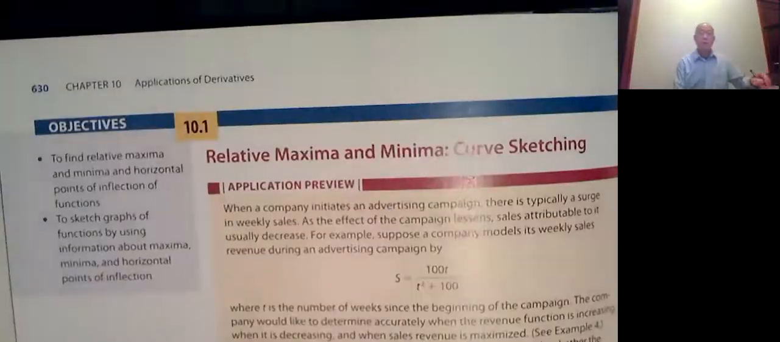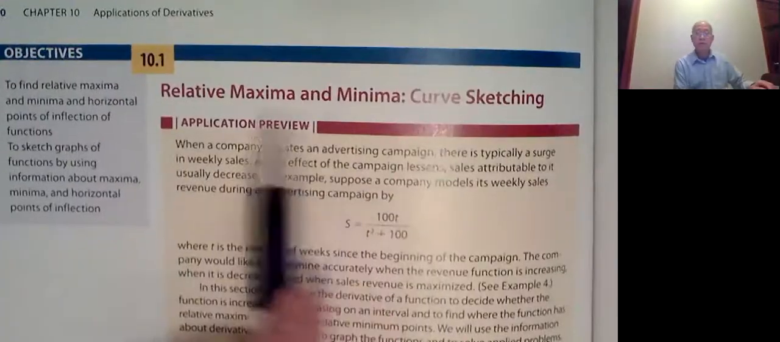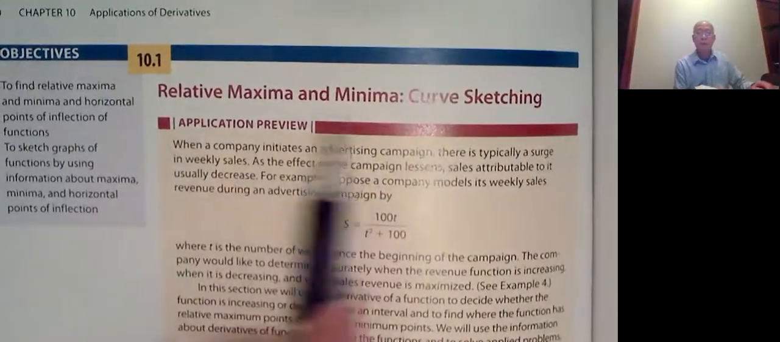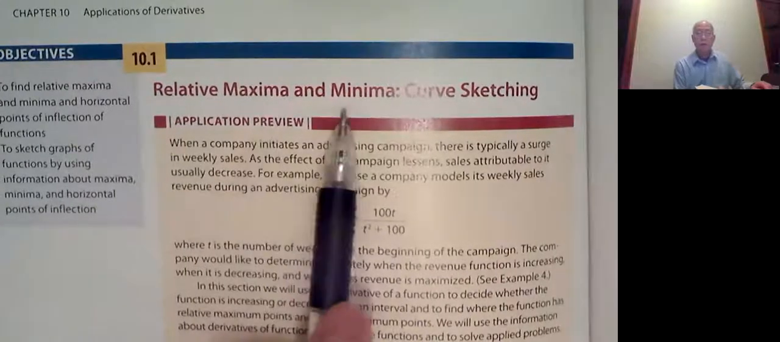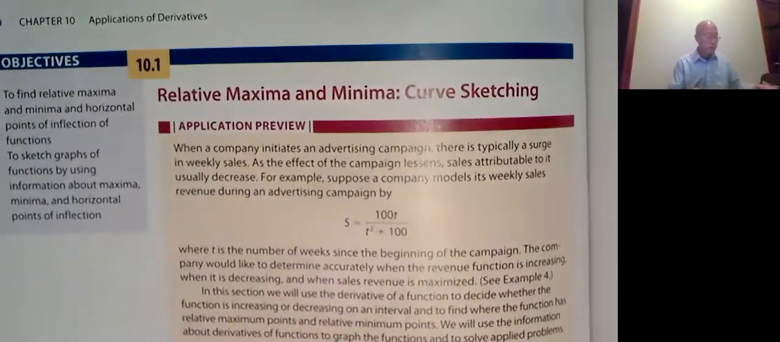Okay, so we're learning something called relative maxima and minima. That's the plural of maximum and minimum. One maximum, two maxima, one minimum, two minima. So we take this graph here. It's on page 631, it looks like.